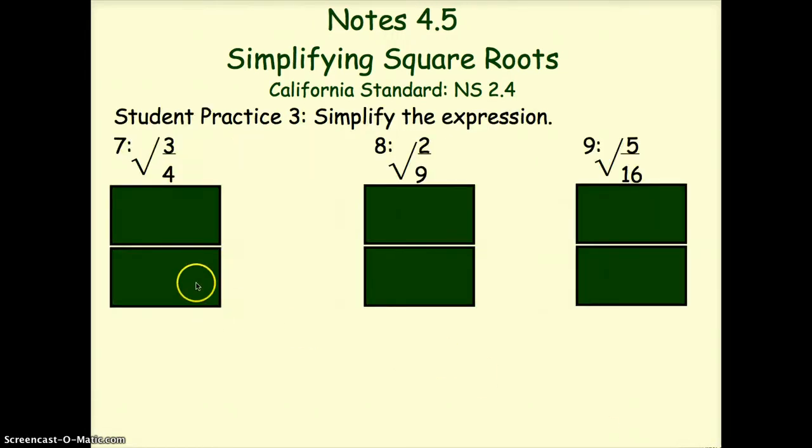So go ahead and try these out. Make 2 small radical signs and then square root. Remember, you have to square root the denominator. You can square root the numerator if possible.